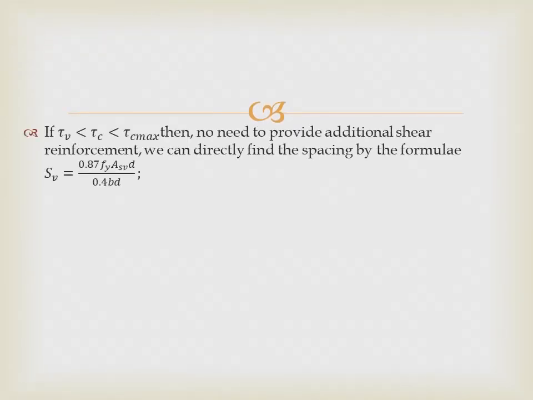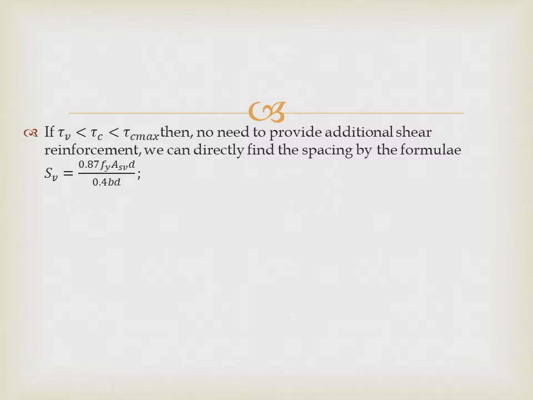Okay, now we check out the condition. If τV is less than τC, which is less than τC max, then we don't have to provide additional shear reinforcements. We can directly find spacing. SV is equal to 0.87 Fy ASV D by 0.4 BD. Here, when we find the value of the spacing, make sure it is in multiples of 10, so that the value will be more accurate.